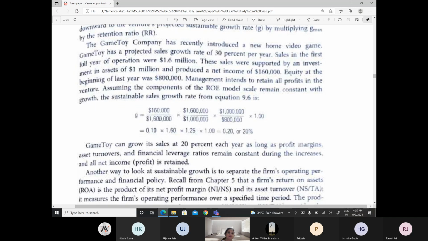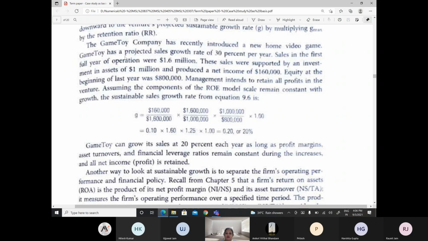The game toy company has recently introduced a new home video game. Game toy has a projected sales growth rate of 30% per year. Sales in the first full year of operations were 1.6 million. These sales were supported by an investment in assets of 1 million and produced a net income of $160,000. Equity at the beginning of last year was $800,000. Management intends to retain all profits in the venture.